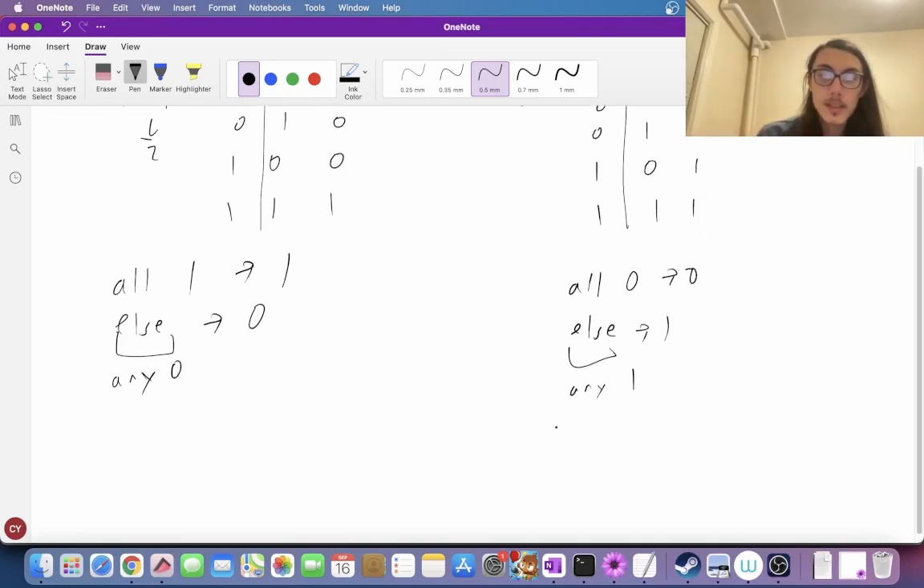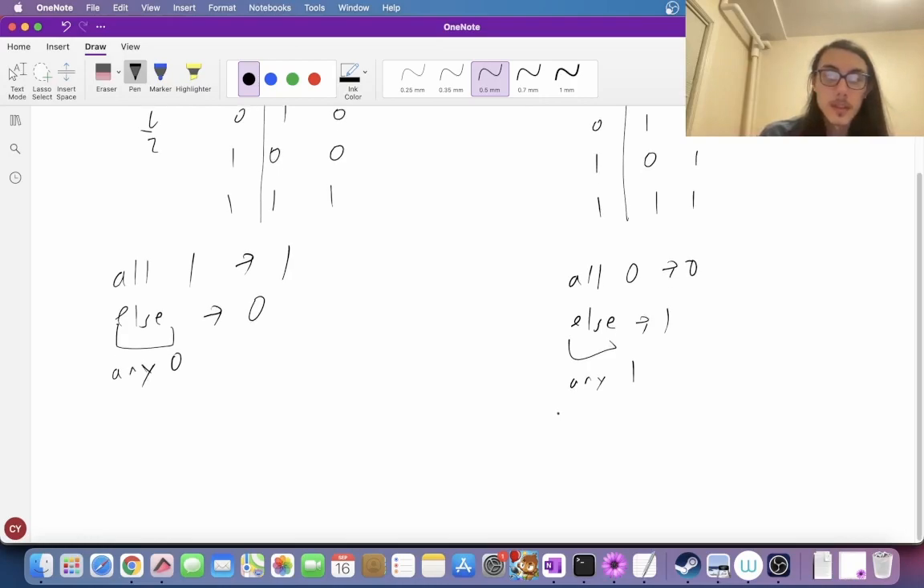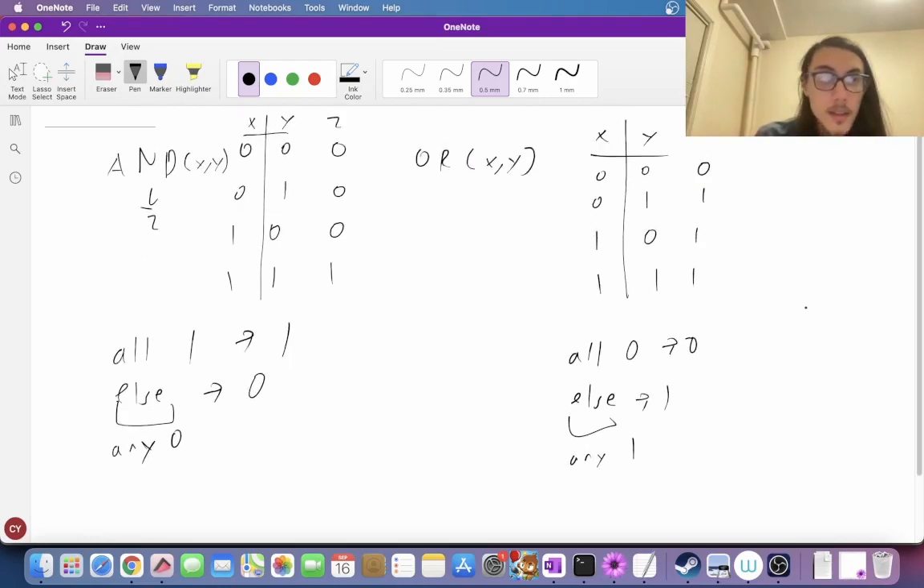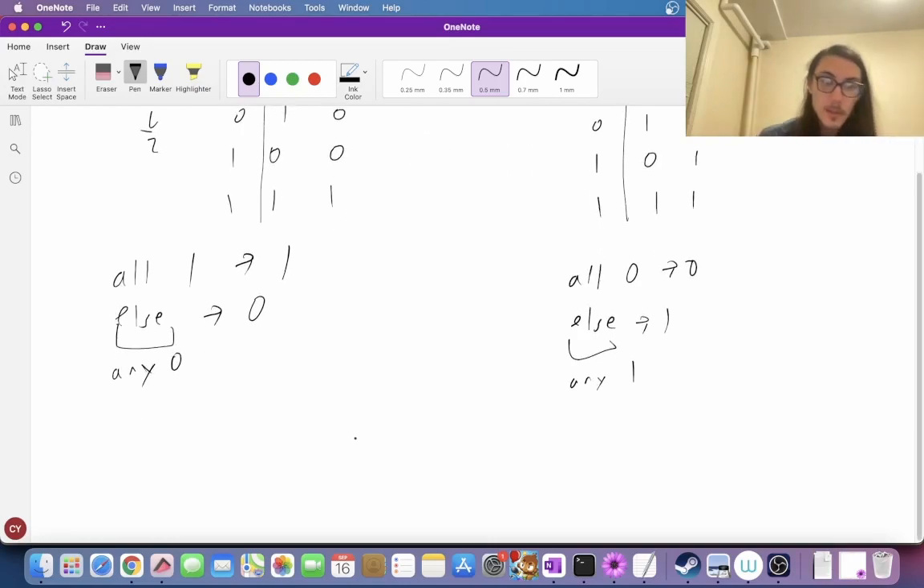And then there's XOR. I don't have space. And I can't scroll because I don't know how OneNote works. Okay, so there's XOR. I guess I will compress the truth tables.